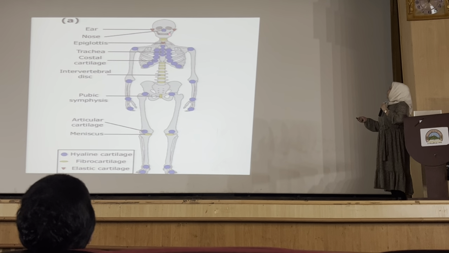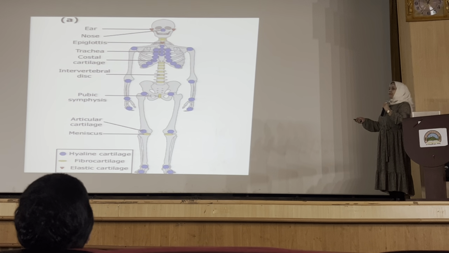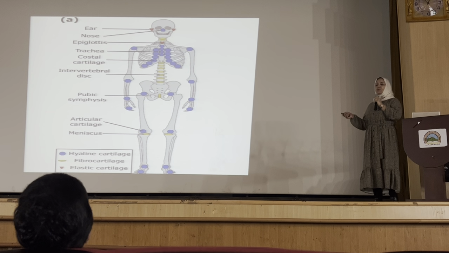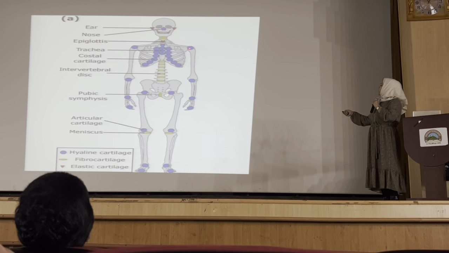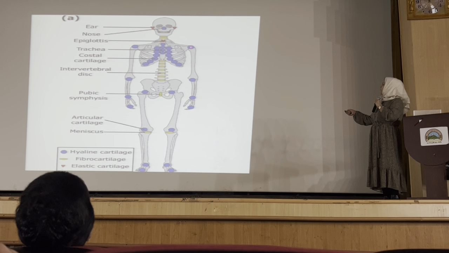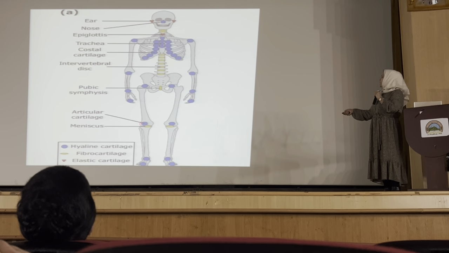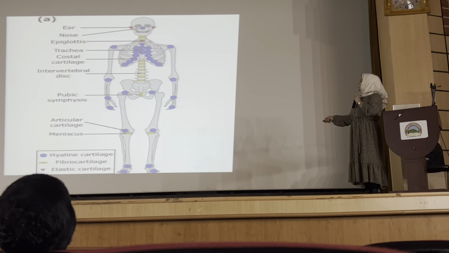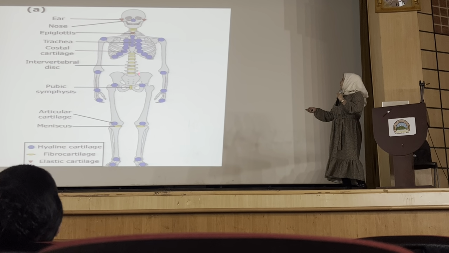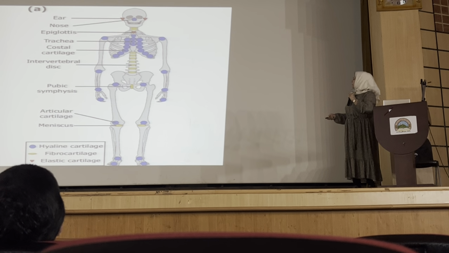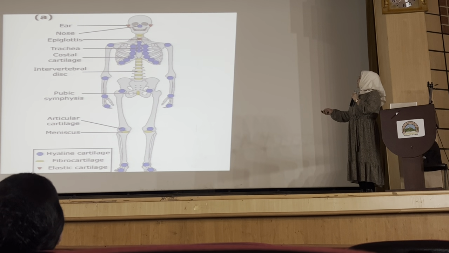As you see in this image, most of the areas colored in blue are hyaline cartilage: the anterior ends of the ribs, the articular cartilage in the synovial joints, the shoulder joint, hip joint, knee joint, ankle, and intercostal joints. All these are hyaline cartilage. Elastic and fibro cartilage are found in other sites.